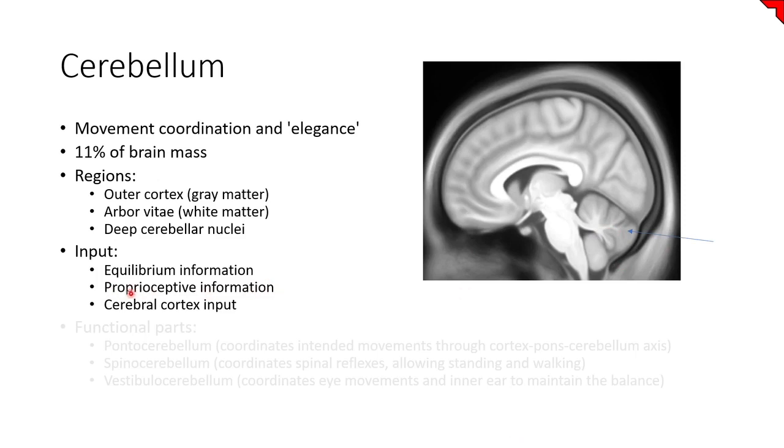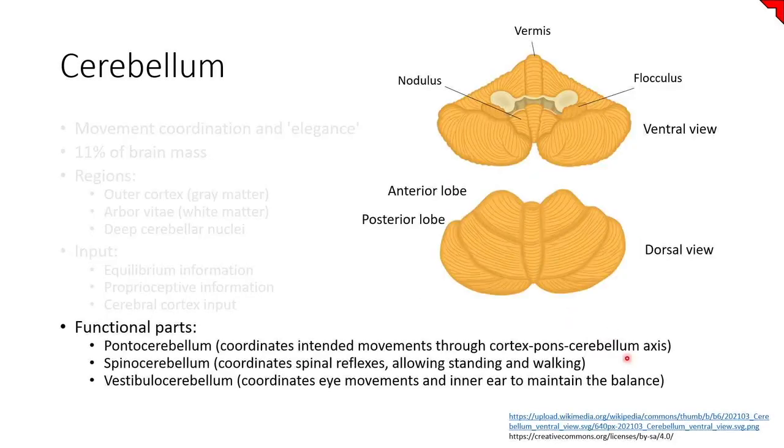And for this, it receives proprioceptive information, usually from the ipsilateral side, so from the hemisphere on the same side that it lies on, and then integrates this information, going back and forth with other motor parts in the brain to coordinate this movement.